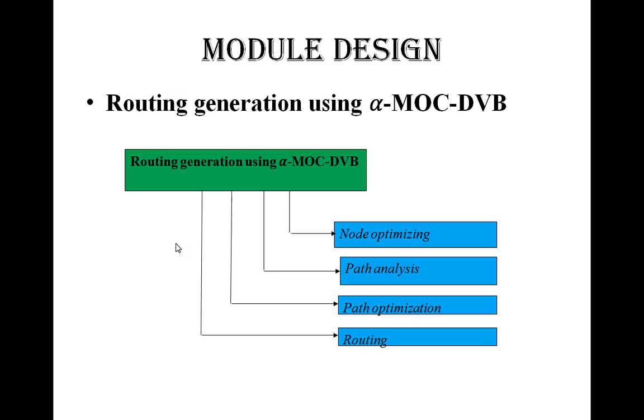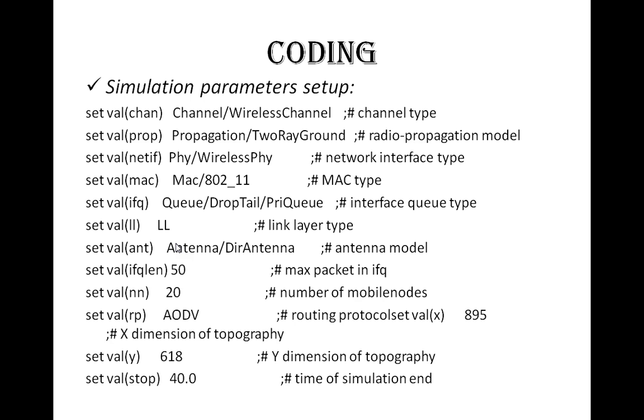Then my final module is routing generation using the alpha minima routing algorithm. For that, I am optimizing the node. After optimizing, I am analyzing what possible paths are available between the source and the destination. After analyzing, I am optimizing the path between the source and the destination. After that, I am transmitting the data from source to destination in an efficient manner. These are my sample coding.